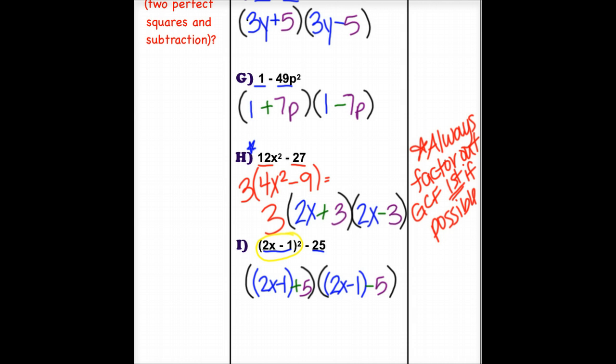Now, if you wanted to simplify this and say 2x plus 4 times 2x minus 6, because being that this is plus 4 and this is minus 6, you can go ahead and do that. I will not require it as long as you have the proper double parentheses in there like you need to have.